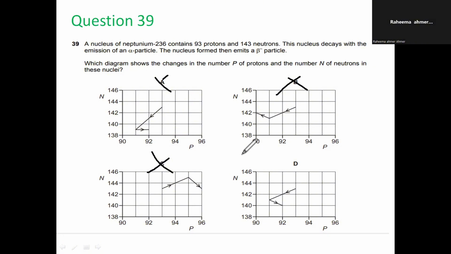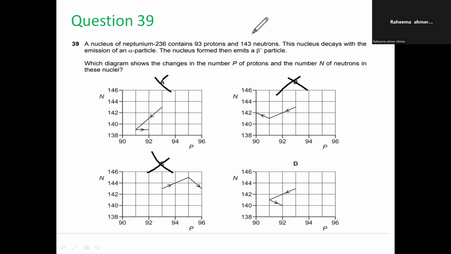You must remember one thing: there is no change to the nucleon number for beta negative decay. There is no change, but in terms of number of neutrons and number of protons, there is a change. Okay, don't forget this thing.